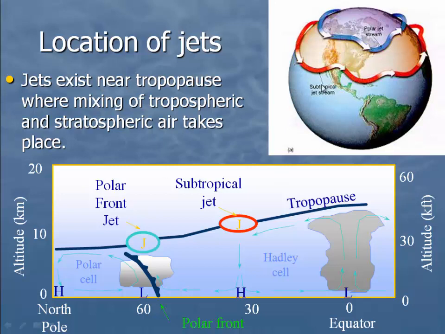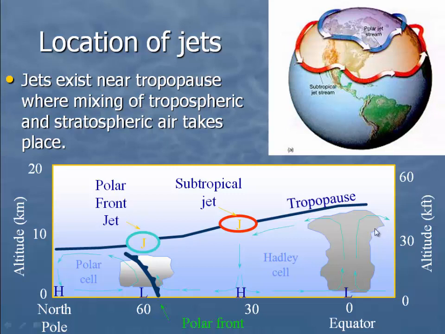That is not a coincidence. It is right over the top of the intersections of the cells. So between the Hadley and the Ferrel, if you look right above 30 north, we probably have a subtropical jet there. If you look between the Ferrel and the polar cells at 60 north and 60 south, we also have a jet stream located there.